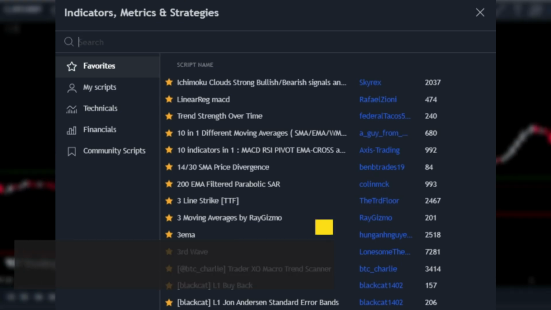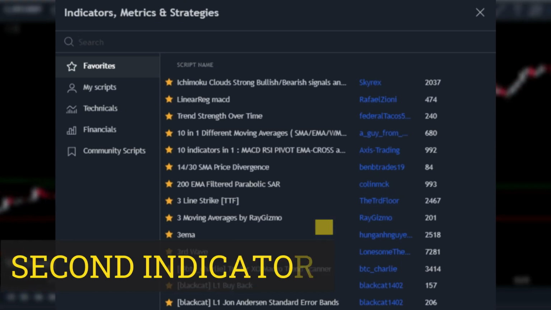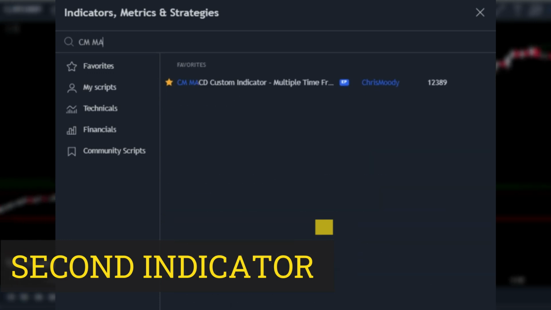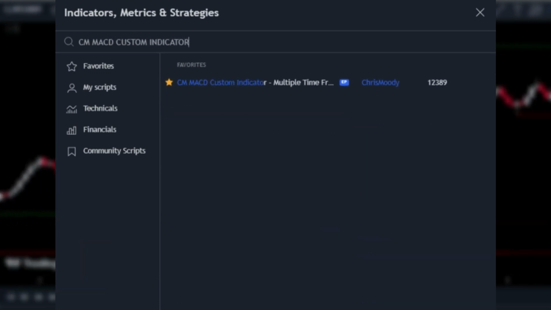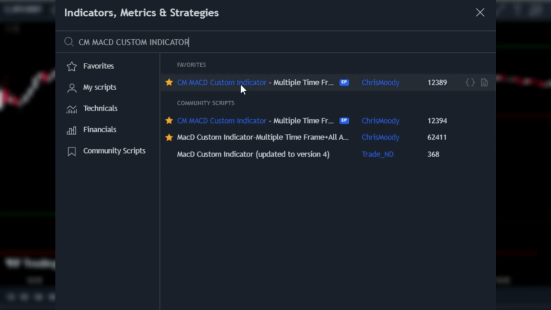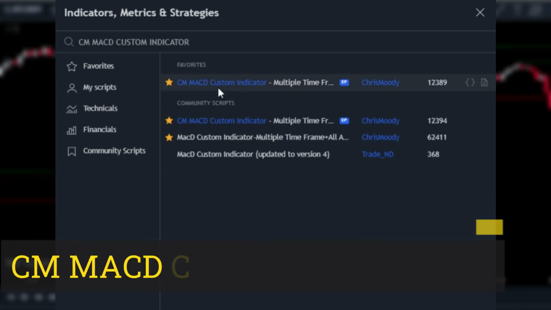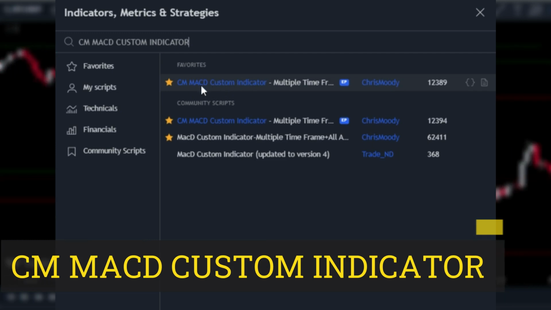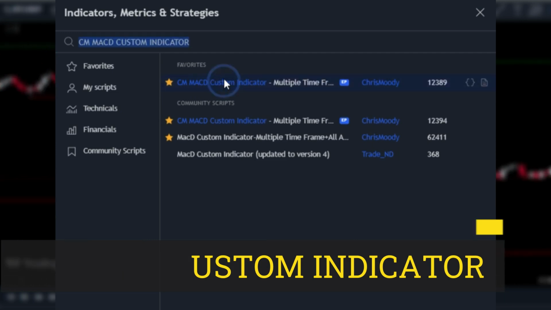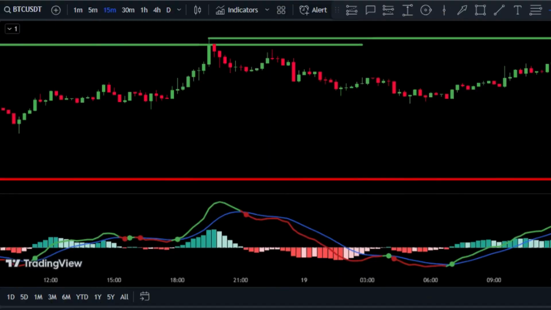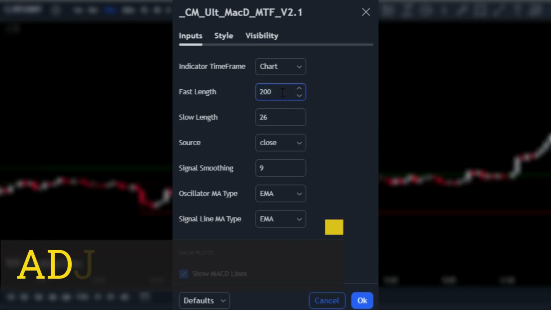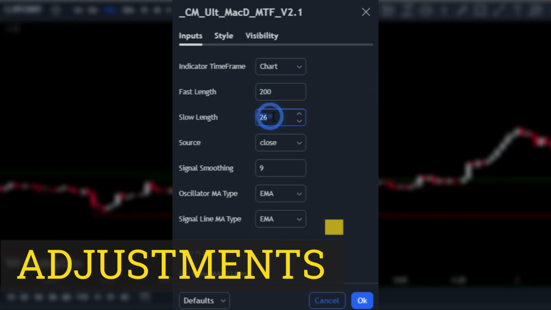Now for the second indicator, we're heading back up to the indicators, and this time let's add the CMAC custom indicator by Chris Moody. Next, click on the settings for this indicator and let's make a few adjustments.